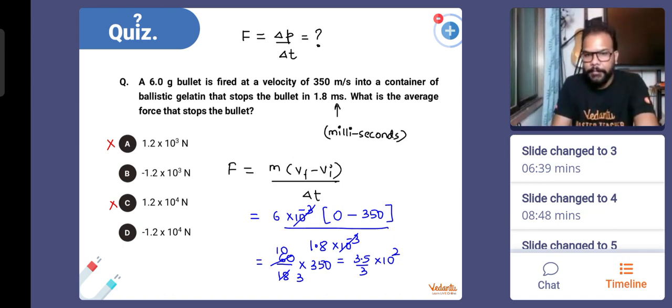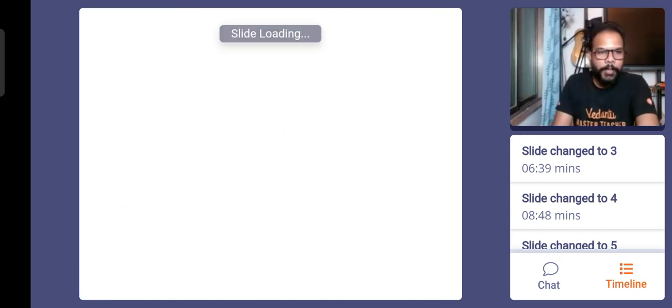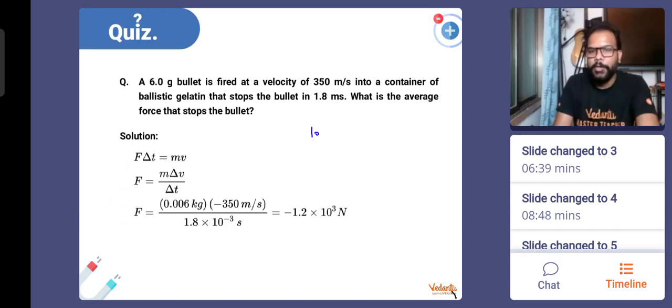Answer is 1.6 something? How? Answer is not 1.6 something. 35 by 3 is definitely 1.2 something. 1.16 can be brought very close. So when we simplify this value, it will come out to be 1.2 into 10 to the power 3. Yeah, 1.16. Can we not write it as 1.2? How silly that doubt is in itself.